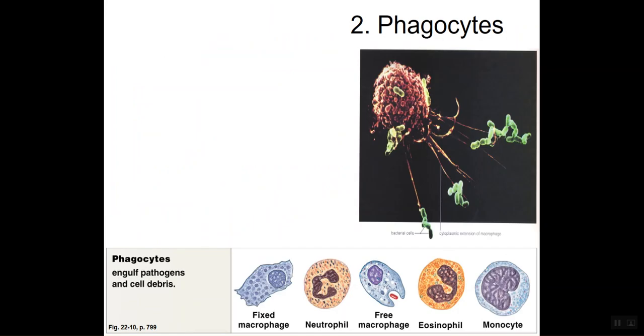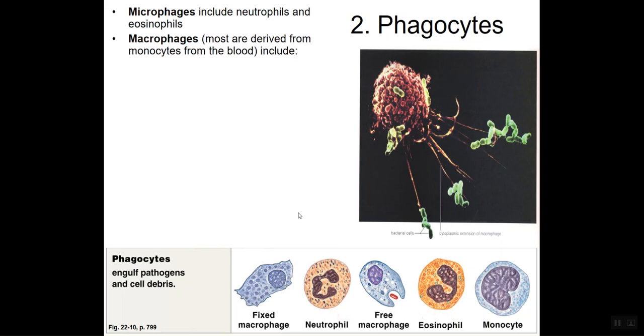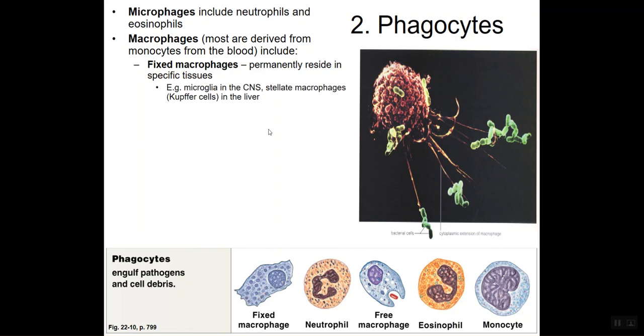All right, next up for non-specific defenses, phagocytes. Some are smaller, so these are microphages. This will include cells we've learned before, like neutrophils and eosinophils. Others are larger, so macro means bigger, the macrophages. Monocytes are in the blood. Once they've left the blood, they can go out and be called macrophages. Ones that don't move, ones that stay stuck, are called fixed macrophages.